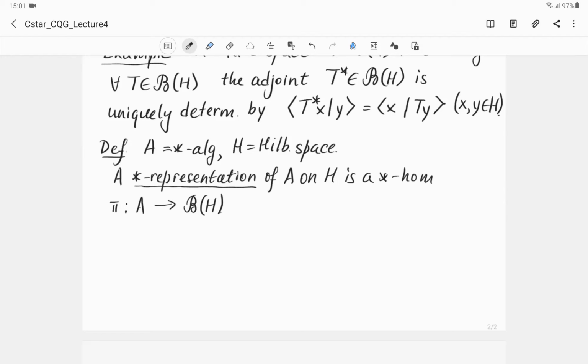And one more definition, we say that such a representation pi is faithful if the kernel of pi is trivial. In other words, faithful means injective for representations.